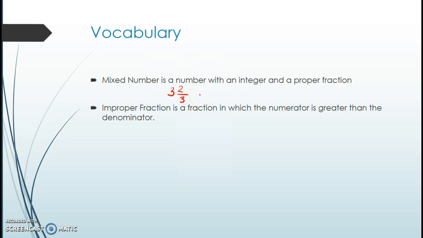That's a mixed number. An improper fraction is a fraction in which the numerator is greater than the denominator. So that could be 11/3 or 125/16. Anything where the numerator is greater than the denominator.